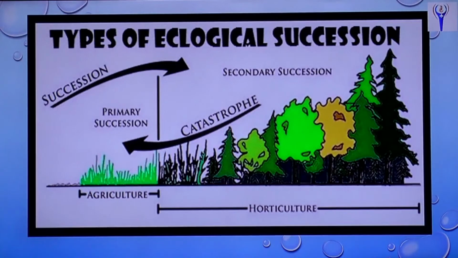Primary means it begins in an area where no living organisms existed before. Examples: a bare rock, a newly formed pond or a reservoir. The process is very slow since no organisms had survived earlier. But the secondary succession begins where a community was present but has been destroyed for some reason, maybe an abandoned forest or something like that. This process is very fast because the species already existed in the community before.